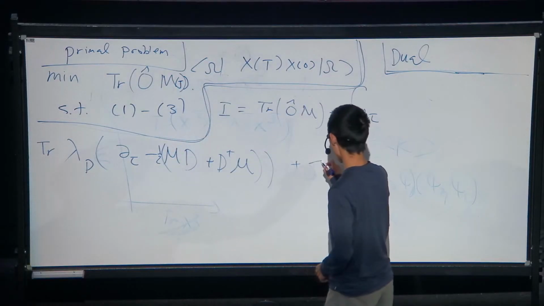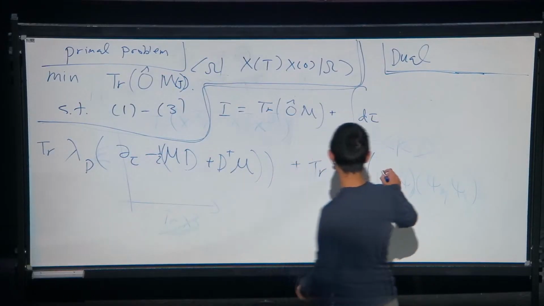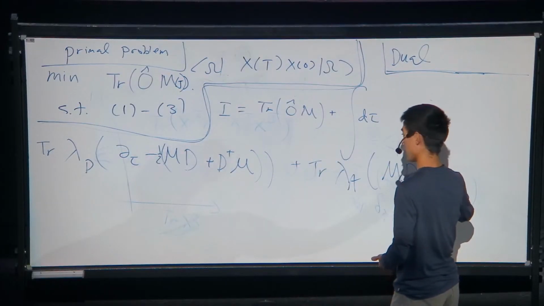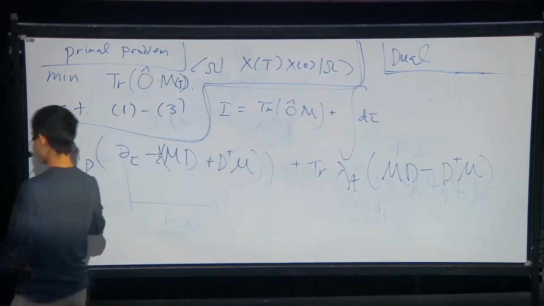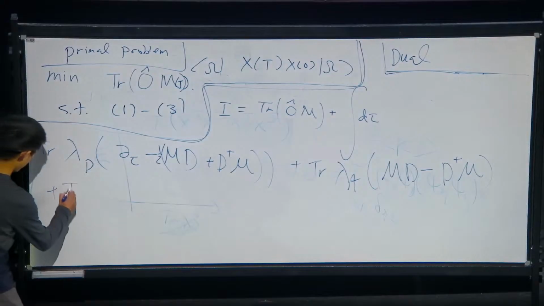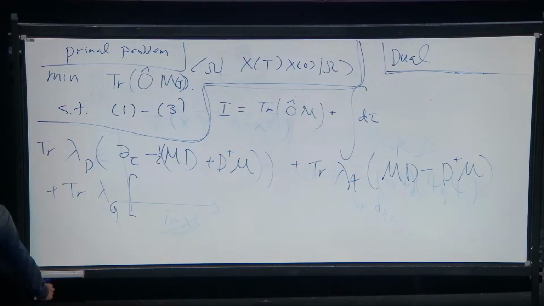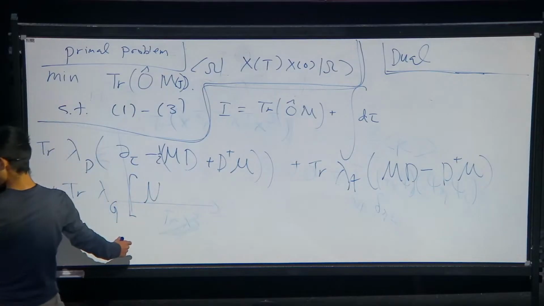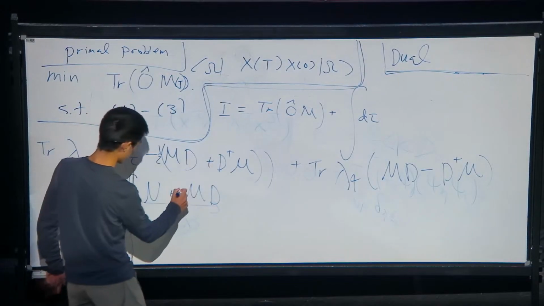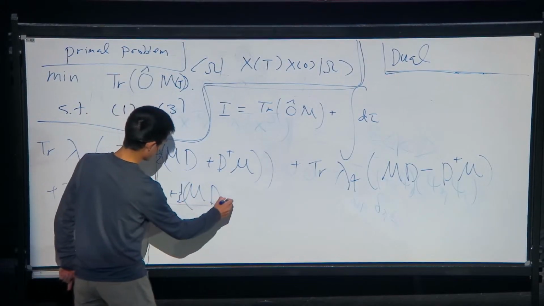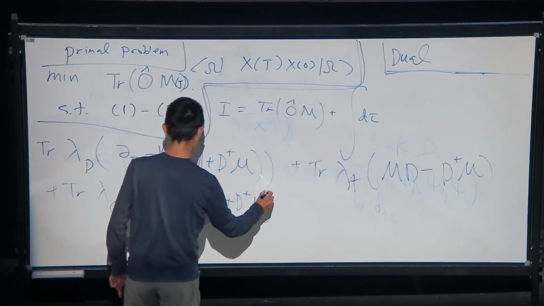Okay. Now I'm going to add these other constraints. So we have md minus d dagger m. And we have one more constraint, which is trace lambda g times this thing, so we have n plus md. Again, I'm going to use the same trick to write this as 1/2 md plus d dagger m. I think you have an m missing, right, in the first constraint? D tau of m, right?